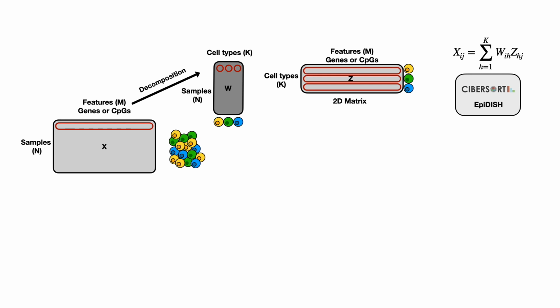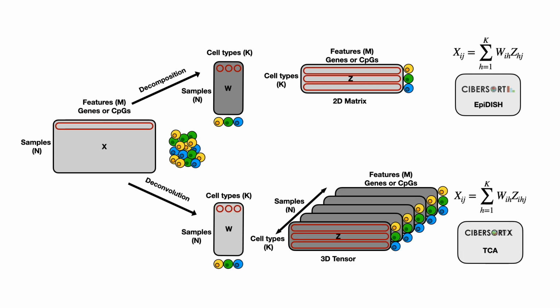The cell type specific profile Z is assumed to be shared across the population, and each row denotes a specific cell type's profile. We can then model our bulk level profile as a weighted average of the cell type specific profile, and the weights are precisely the cell type proportions that are sample specific. There are several methods in this decomposition framework, notably CIBERSORT for RNA and EpiDISH for DNA methylation.